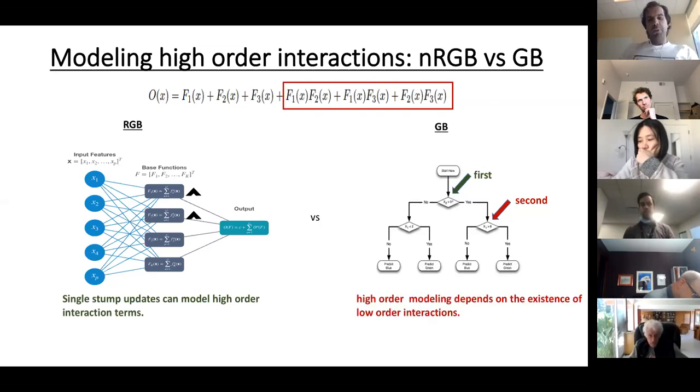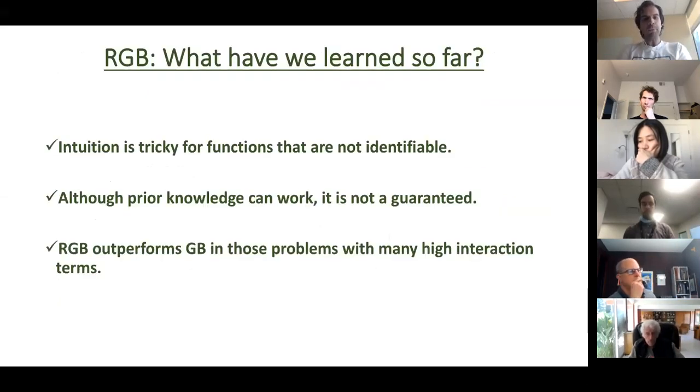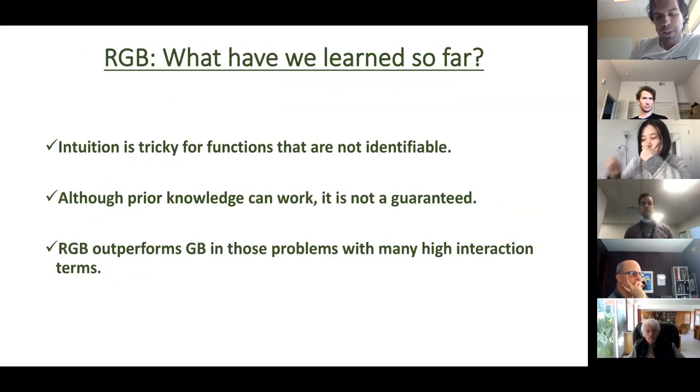So this is just to summarize what I just told you. RGB can model high order interactions. In gradient boosting, that doesn't happen. Okay, so up to now, intuition is tricky because of the identifiability problem. Although prior knowledge can work, it's definitely no guarantee. And RGB outperforms gradient boosting in problems where there are many high order interaction terms. Okay. If the problem is not like that, then you get the opposite.